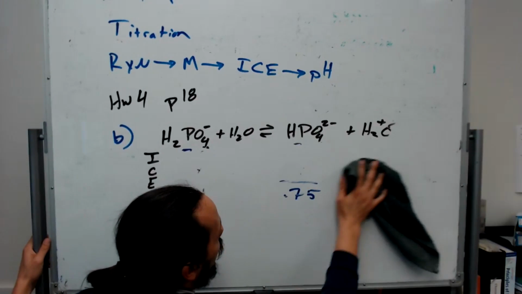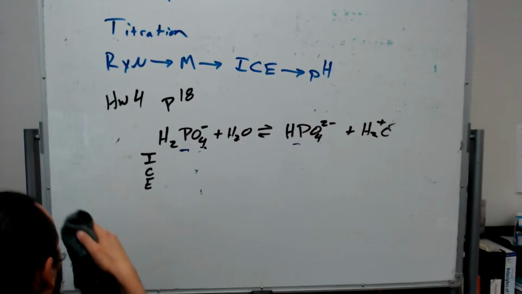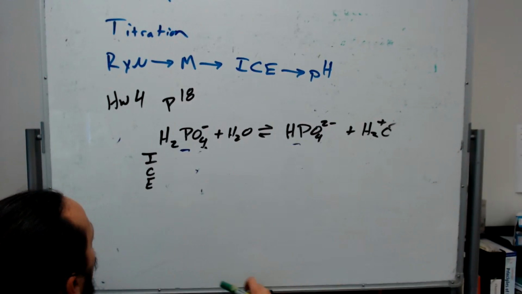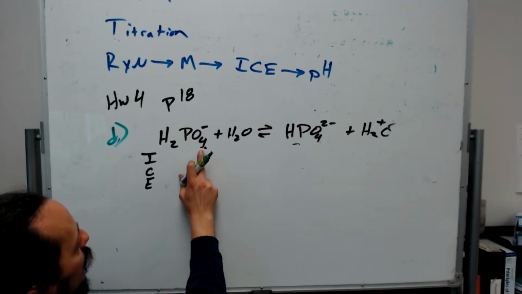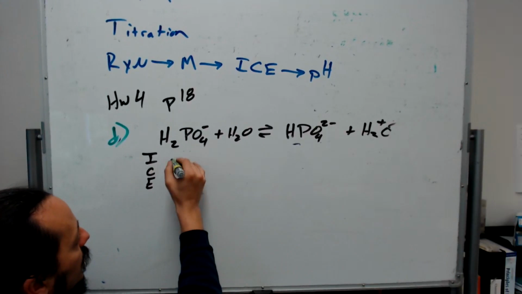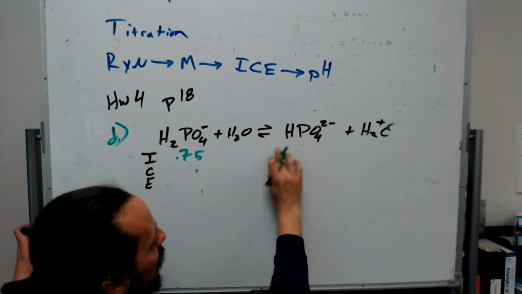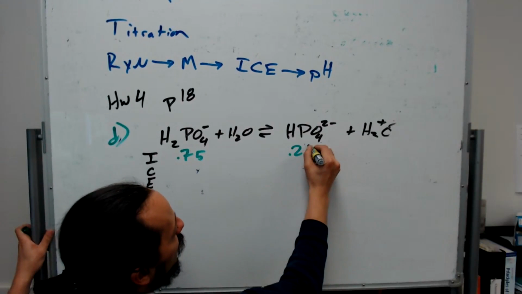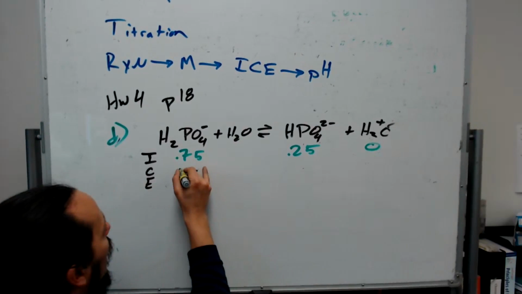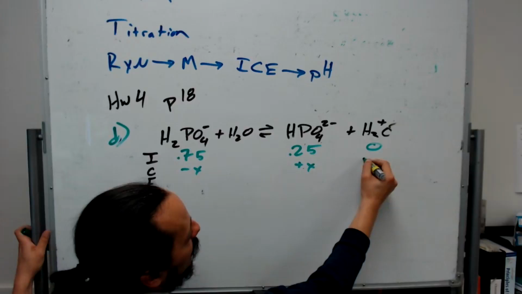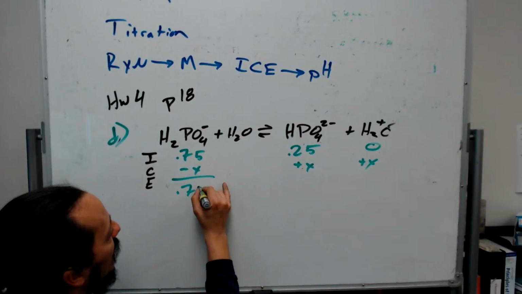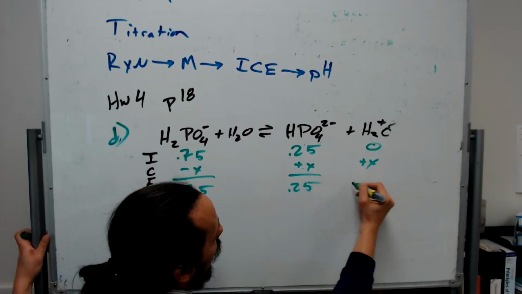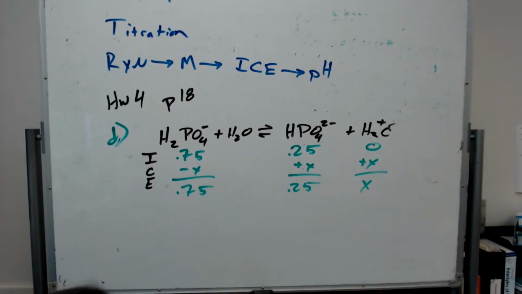If we go to something interesting, we go to part D. What's the initial concentration of H2PO4? 0.75. Oh no, it's not the same again, is it? 0.25. Oh, 0.25, okay. And 0, we're going to have our minus x plus x plus x. We're going to go through the exact same thing again. We're going to have 0.75, 0.25, and x.